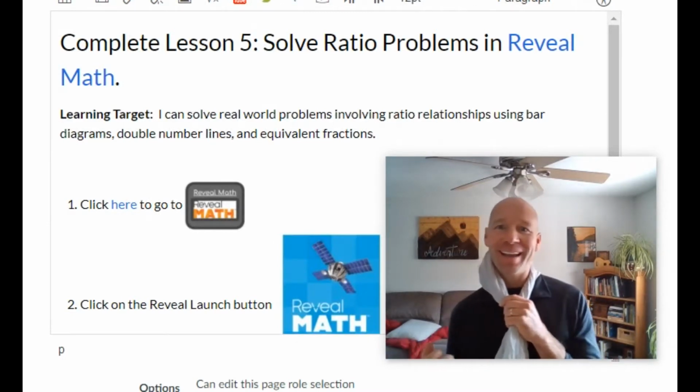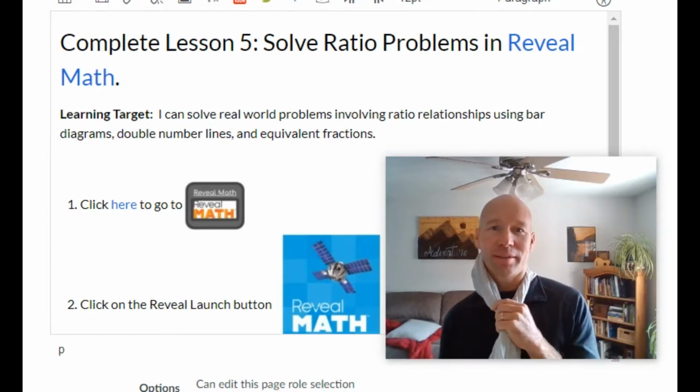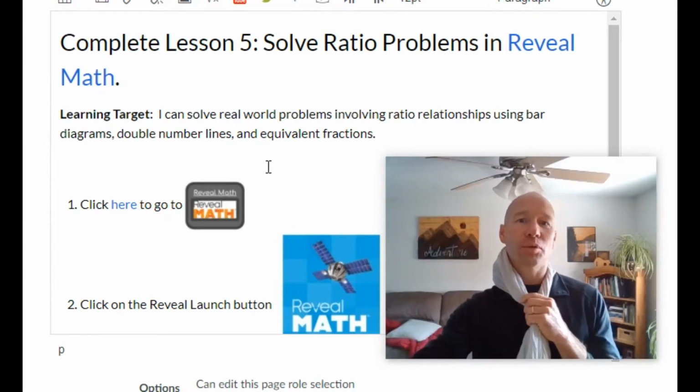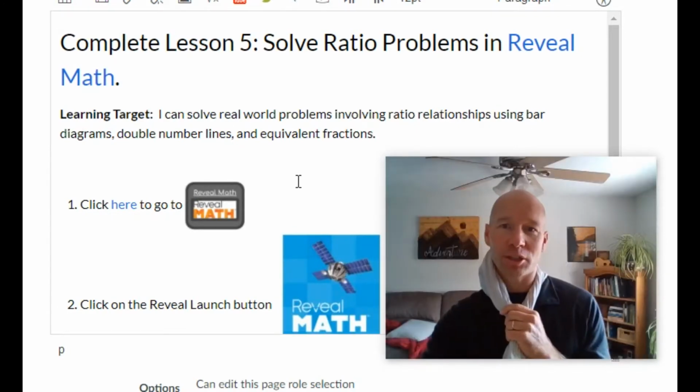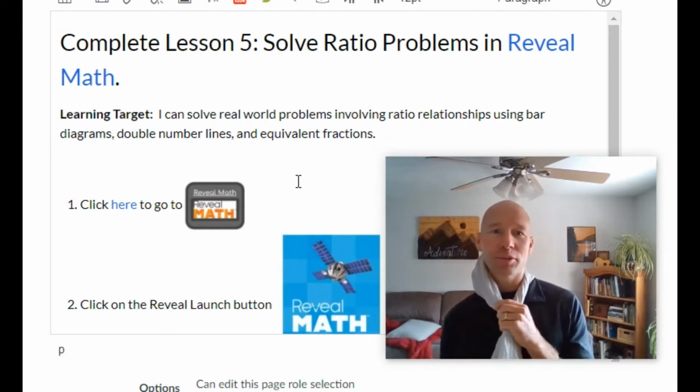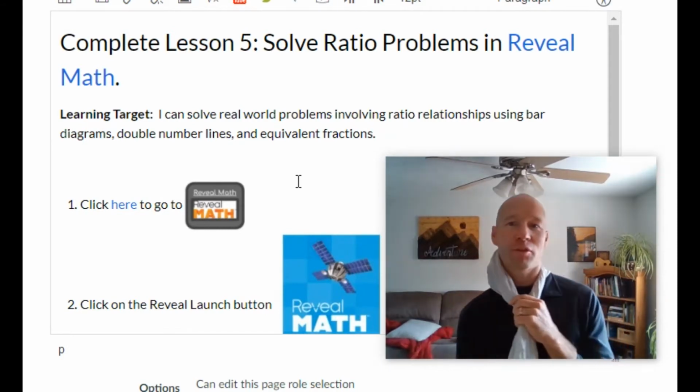It is Monday, and today our learning target: I can solve real-world problems involving ratio relationships using bar diagrams, double number lines, and equivalent fractions.